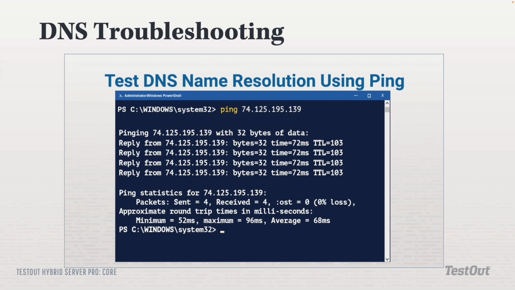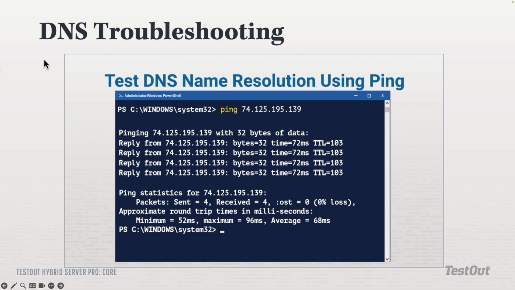Okay, so you can see here that is a public IP address, 74.125.195.139. So we know that traffic is at least getting out of the network.